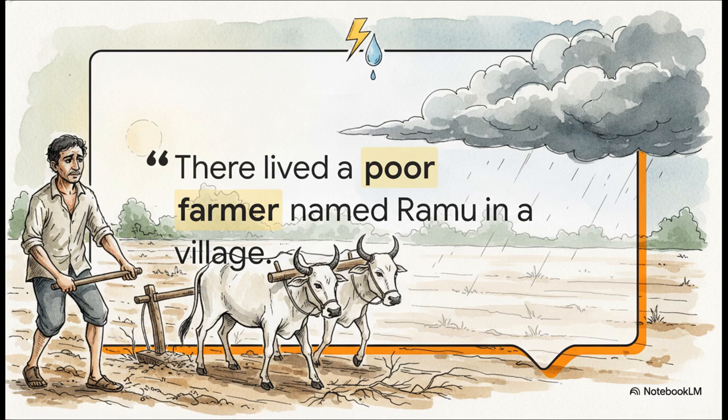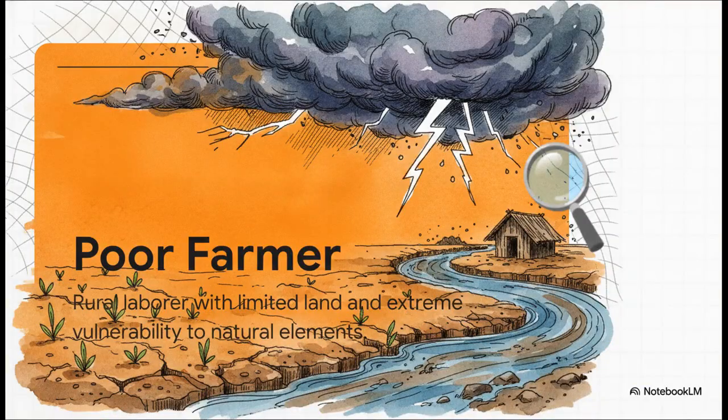Before we even find out what Ramu does on a daily basis, we are handed his identity, and that identity is inextricably tied to poverty right from syllable 1. The author doesn't just call him a farmer. The adjective poor defines him completely. And what's really interesting is that if we define a poor farmer based strictly on the constraints of this tiny text, it isn't just someone lacking currency. It defines a rural laborer bound by structural vulnerabilities. He's characterized by having limited land ownership and this extreme, almost fatalistic vulnerability to natural elements. So his poverty isn't just a low bank balance, it's the absolute lack of a safety net.